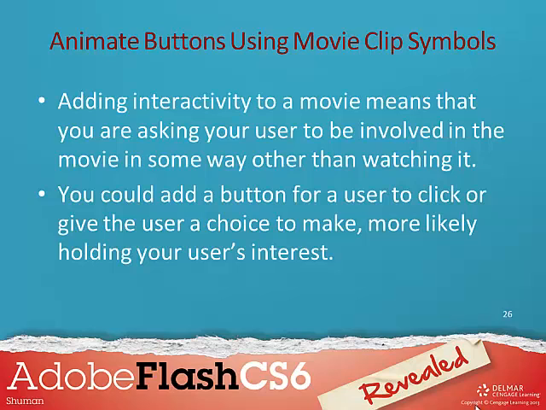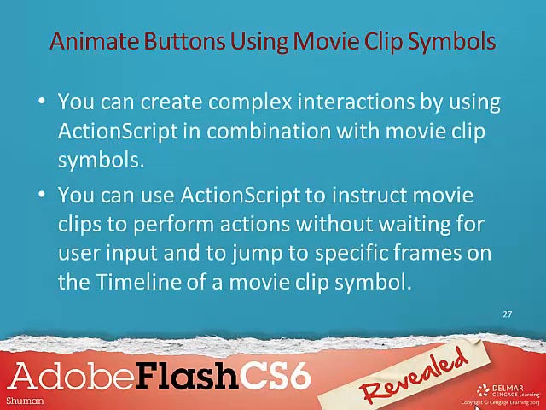Adding interactivity to a movie means that you are asking your user to be involved in the movie in some way or other when watching it. You could add a button for a user to click or give the user a choice to make, more likely holding your user's interest if you've given them some options. You can create complex interactions by using ActionScript in combination with your movie clip symbols. You can use ActionScript to instruct movie clips to perform actions without waiting for user input and to jump to specific frames on the timeline of a movie clip.